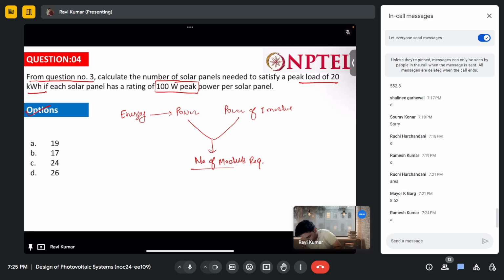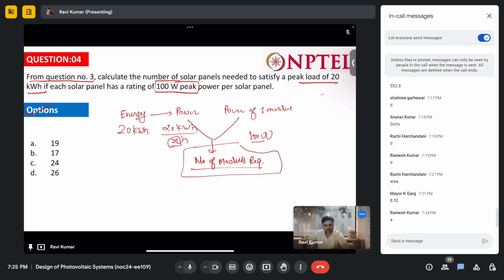What is the energy given? 20 kilowatt hour. How can you convert it into power? What is power? Energy divided by time. So 20 kilowatt hour divided by x hour, and take x from the previous question. Then the power of one module is 100 watt. Match the power and find out this N. So simple. Let me know the answer.